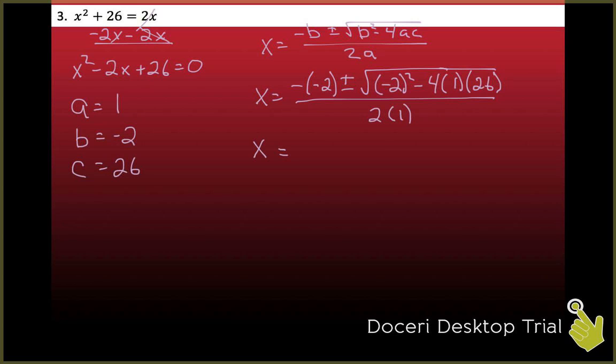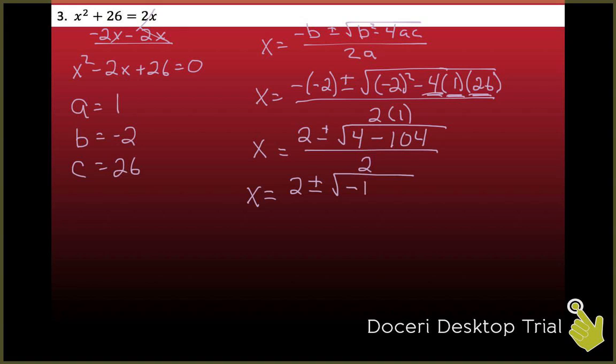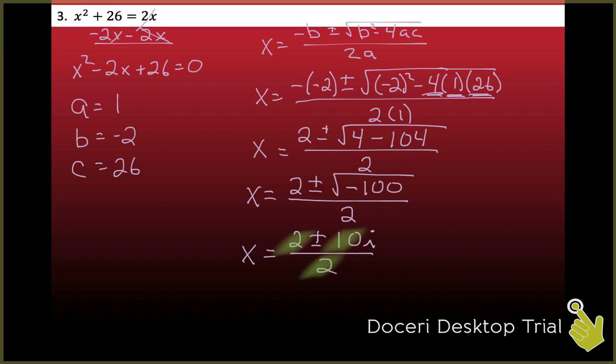Simplifying it down, x equals negative negative 2 is positive 2, plus or minus the square root, negative 2 squared is 4, minus 4 times 1 times 26, if you put it in your calculator, is 104. All over 2 times 1 is 2. So x equals 2 plus or minus the square root of negative 100 all over 2. We know that the square root of negative 100, we did this last unit, is going to be x equals 2 plus or minus 10i, because it's a negative square root, all over 2. Again, you notice that 2, 10, and 2 are all even, so we can reduce that down to end up with 1 plus or minus 5i. And that is your final answer.